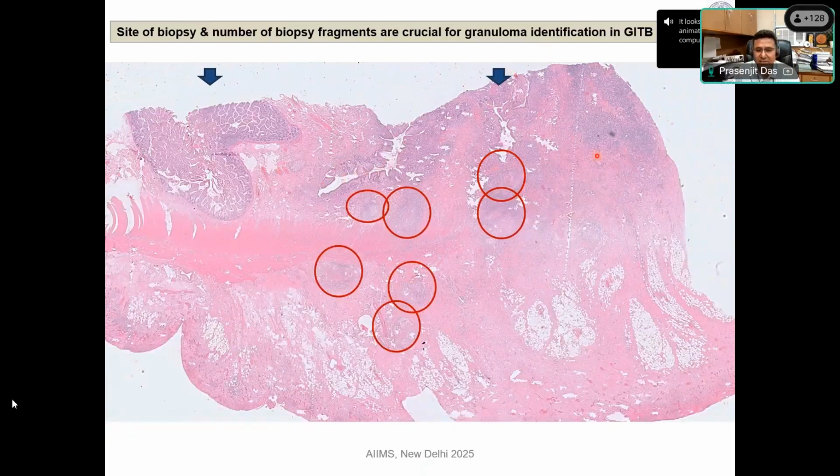Also, please remember, this is another full whole mount biopsy or section from the ileocecal region. You can see the ileal mucosa, you can see the colonic mucosa. The identification of the granuloma also depends on where you are taking the biopsy. You have to ask your clinician where the biopsies were taken from. See, this part is not very much inflamed. Here ulceration is there, it is inflamed. So granulomas will be present in the inflamed area.